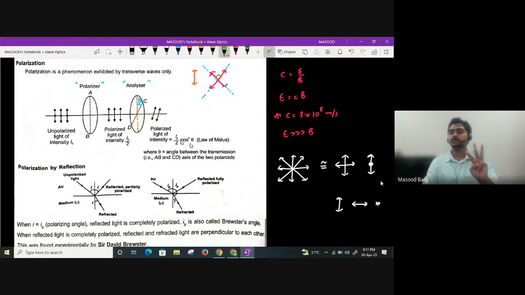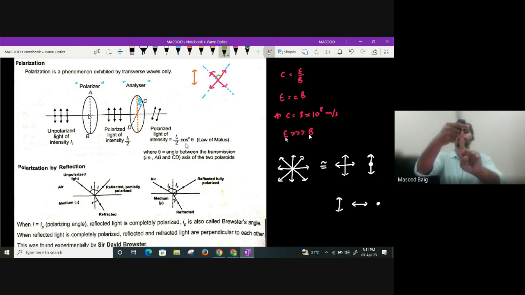What is a polarizer? It is a crystal on which unpolarized light is incident. What is an analyzer? It is a crystal on which polarized light is incident, right? So we are considering unpolarized light to be incident on the polarizer. The transmission axis of the polarizer is like this, guys. Okay, and this is our unpolarized light. So unpolarized light is made incident on the polarizer.